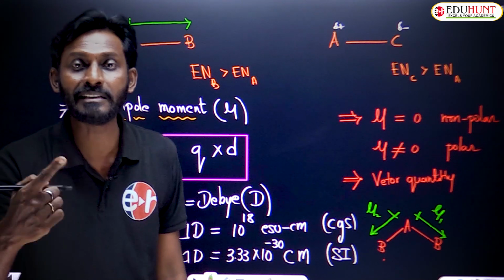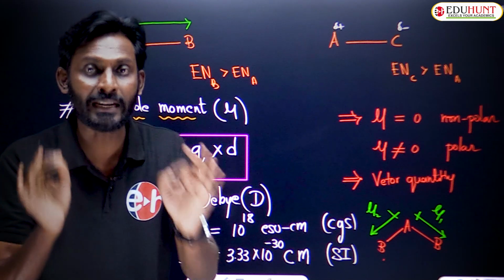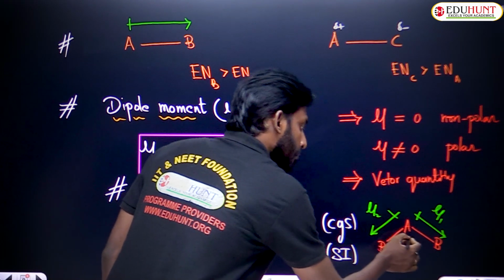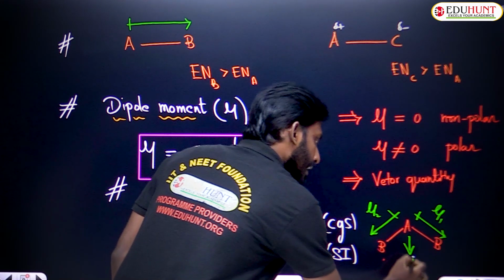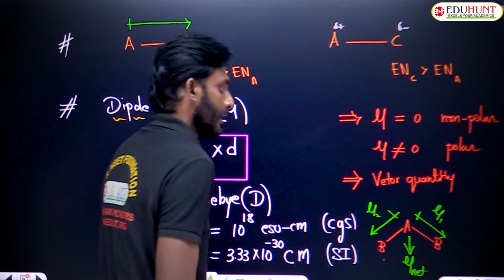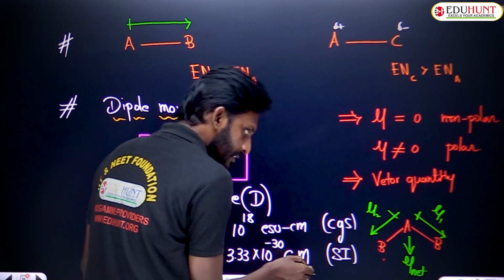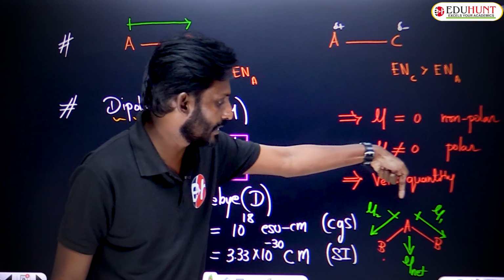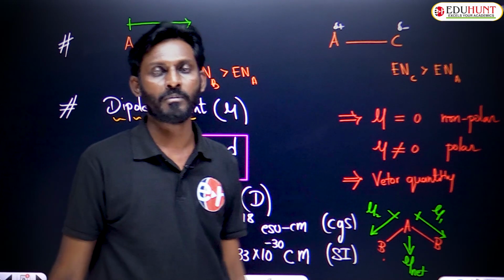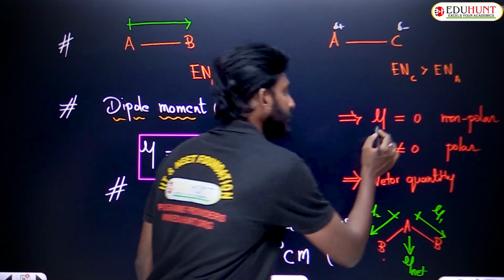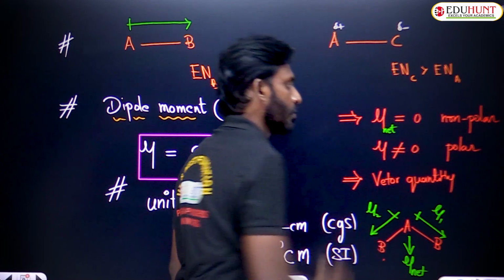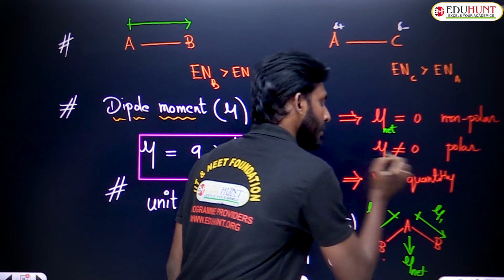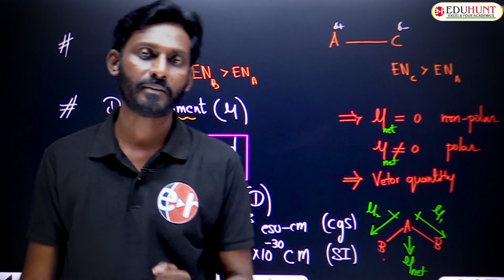And what is the resultant dipole moment or net dipole moment of the molecule? The net dipole moment of the molecule will be in this direction. This is called mu net. The dipole moment of this bond is in this direction, and for this bond it is this direction, and the net dipole moment is towards the bottom. So always, if the net dipole moment is 0, then non-polar. If the net dipole moment is not equal to 0, then it is polar.